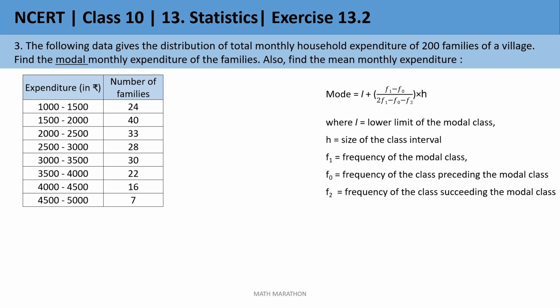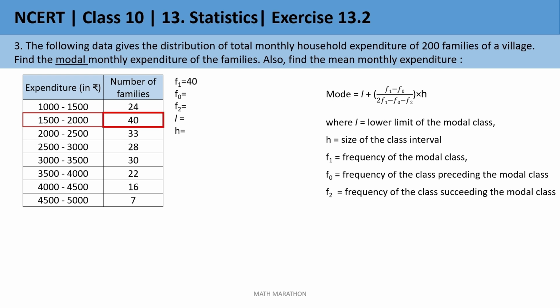Formula to calculate mode is L plus (F1 minus F0) divided by (twice of F1 minus F0 minus F2) multiplied by H. We need to find F1, F0, F2, L and H. We need this information to calculate mode. In frequency, look for the maximum one, which is 40. The class corresponding to that frequency is called modal class.